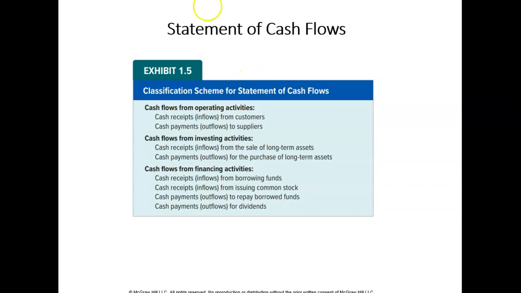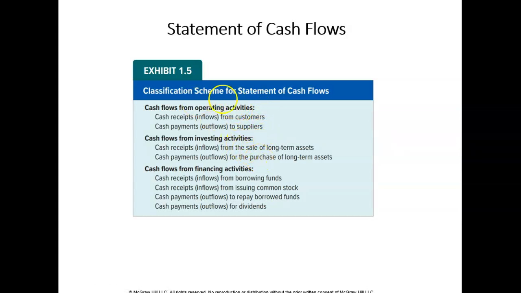This statement is broken down by activity types. We have operating activities, investing activities, and financing activities. When you think about the operating activities, you're going to think about the daily transactions of a business, providing a service, selling a product, buying supplies, paying your rent. We're going to show the cash inflows that came from operating activities, the cash outflows from your operating activities.